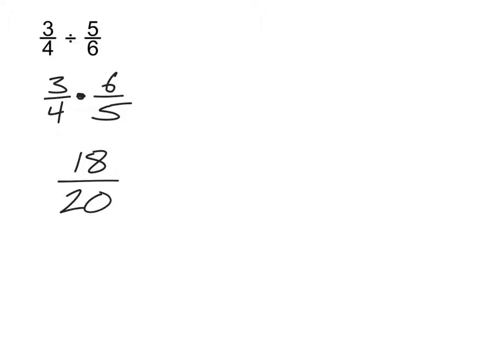That's 20. Great. Are we done? No. We can reduce it, can't we? Divided by 2. Yep. We can divide everything on top and bottom in this particular case by 2. And so 18 divided by 2, that gives me 9. 20 divided by 2, that's 10.